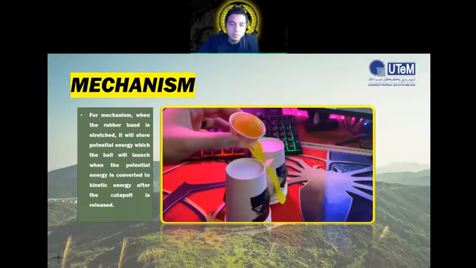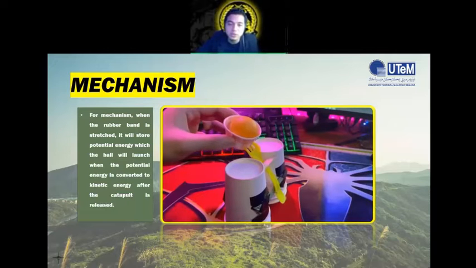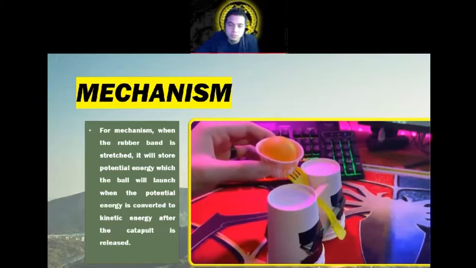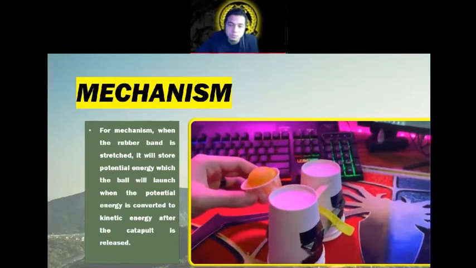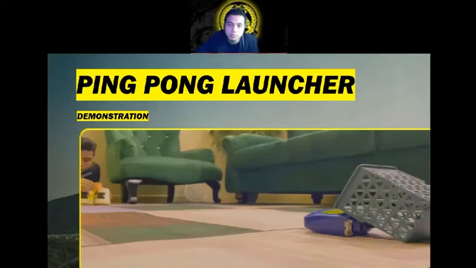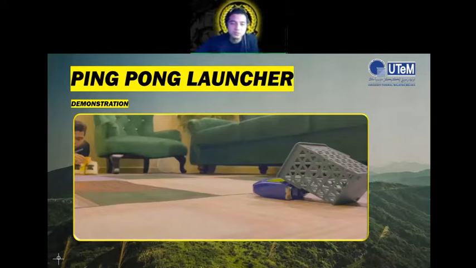For the mechanism, when the rubber band is stretched, it will store potential energy, and the ball will launch when the potential energy is converted to kinetic energy after the catapult is released. As we can see in this video, how it works. Alright, so next is the demonstration video.